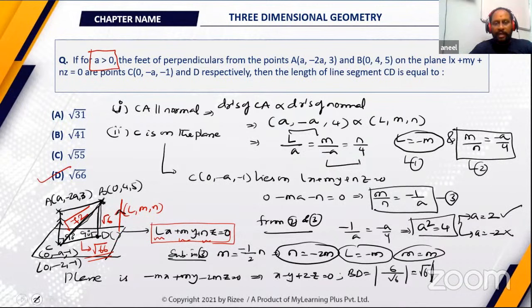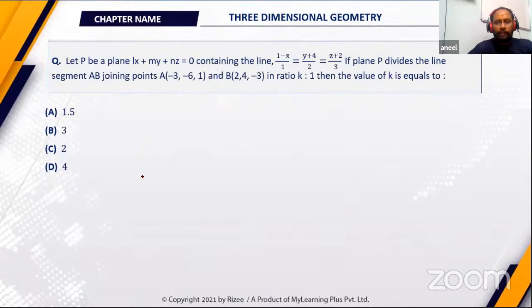Any doubt in this particular problem? In this solution, does anyone have any doubt? Okay. In this question, you observe what has been given. Let P be a plane Lx plus My plus Nz is equal to 0, containing the line so and so.